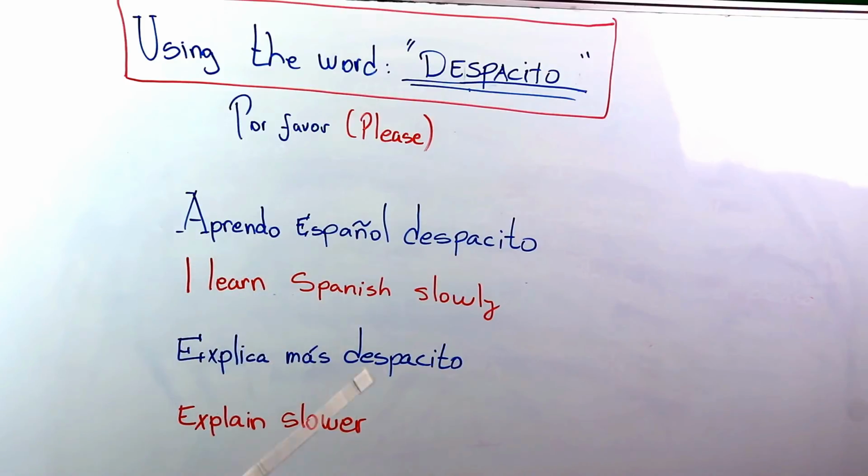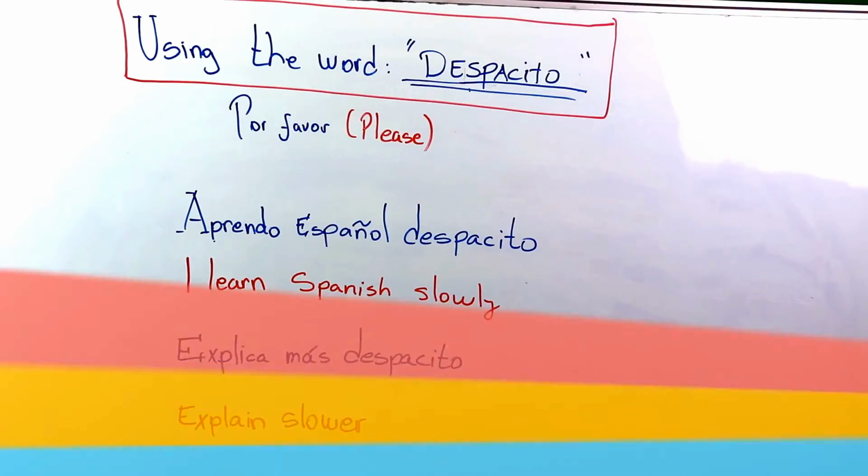Aprendo. If you find this word difficult, just break it up into syllables. Then join the first two syllables together. Apren. And finally join the third syllable. Aprendo. Aprendo means I learn. Aprendo español despacito. I learn Spanish slowly, but with confidence.